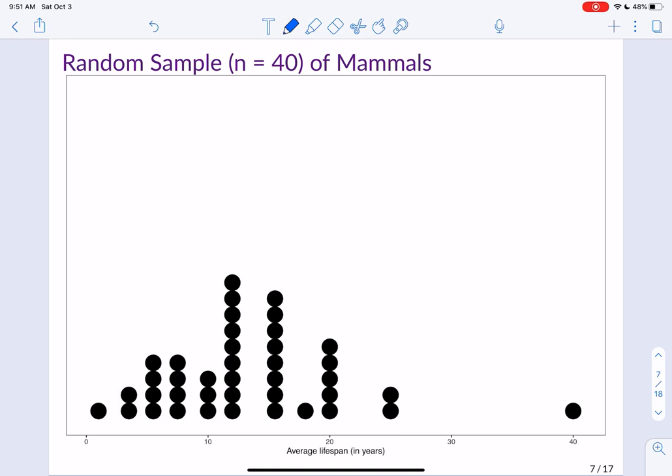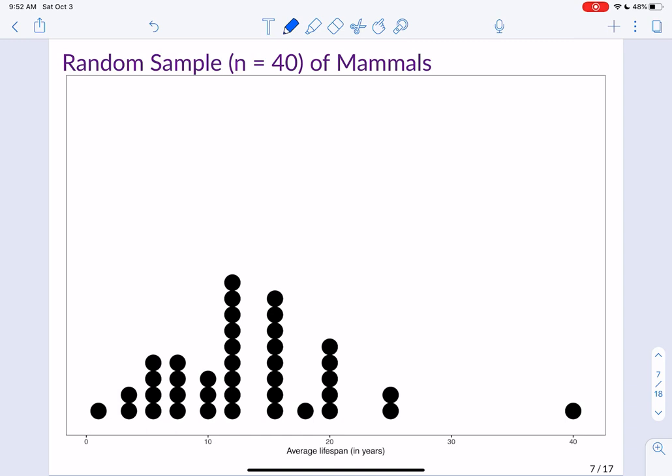In order to calculate a confidence interval, we need a standard error, right? The formula for calculating a confidence interval is our sample statistic plus or minus 2 times the standard error. So we need that standard error. Now, how do we get a standard error if we have just a single sample and we don't know our population?